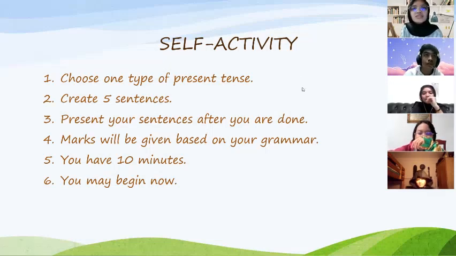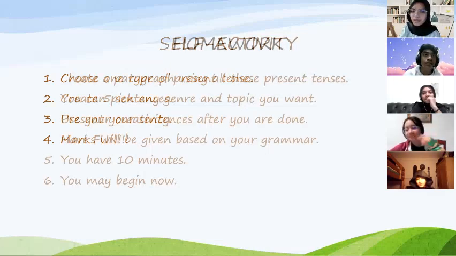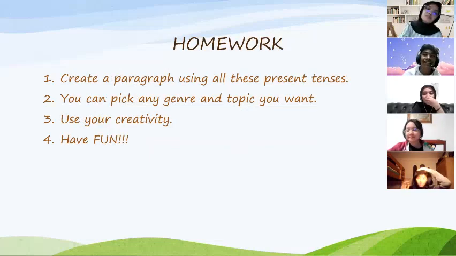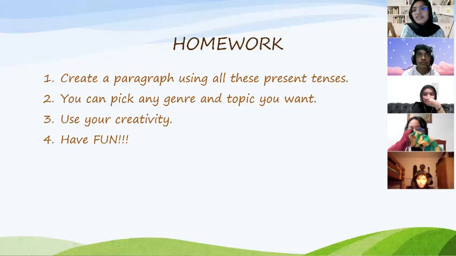Okay. So for your homework, nah, that's no homework. I'm just saying you have homework. So create a paragraph using all these present tenses. You can pick any genre and topic you want. Use your creativity and don't forget to have fun.